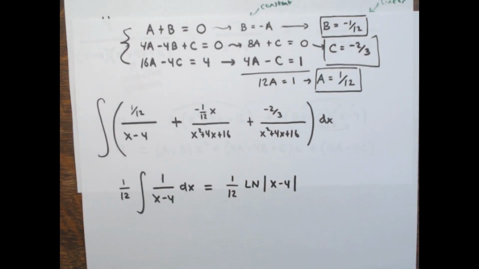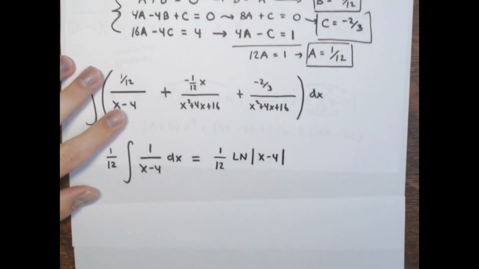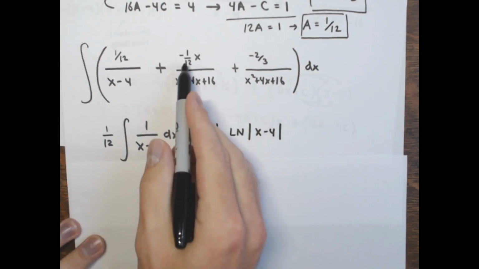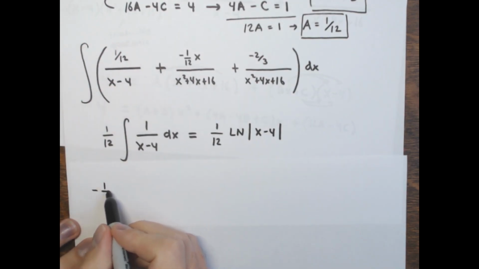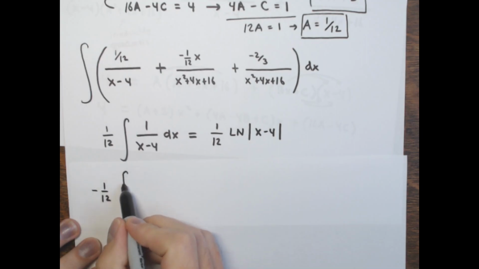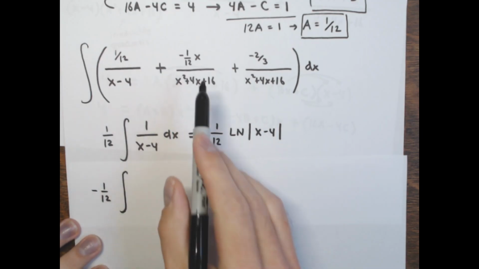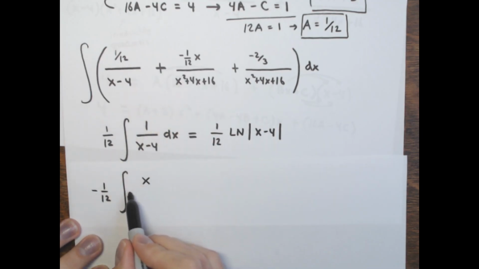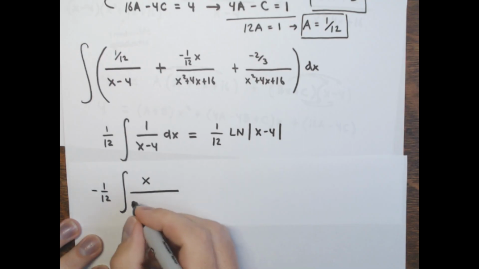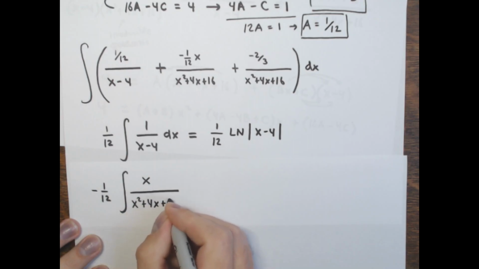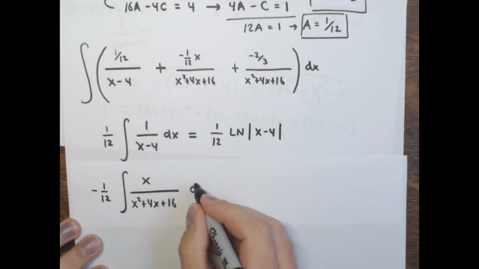The second one's going to be a little trickier. So I'm going to pull the negative 1/12 out. We got negative 1/12 times the integral of the second thing, which is x over x squared plus 4x plus 16. I got a linear over a quadratic. And then dx, of course.